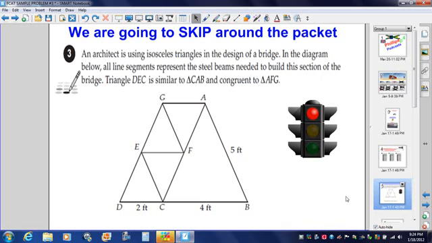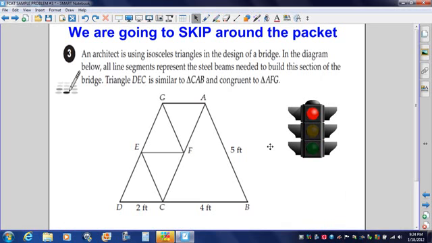We are going to skip around the packet, so we're not going to do them sequentially. Nice vocabulary, bears. Or we're not going to do the problems in order. So if you would, please turn in your packet to problem number 3. If you would, I'm asking you to take a minute to read problem number 3 and think of a stoplight.